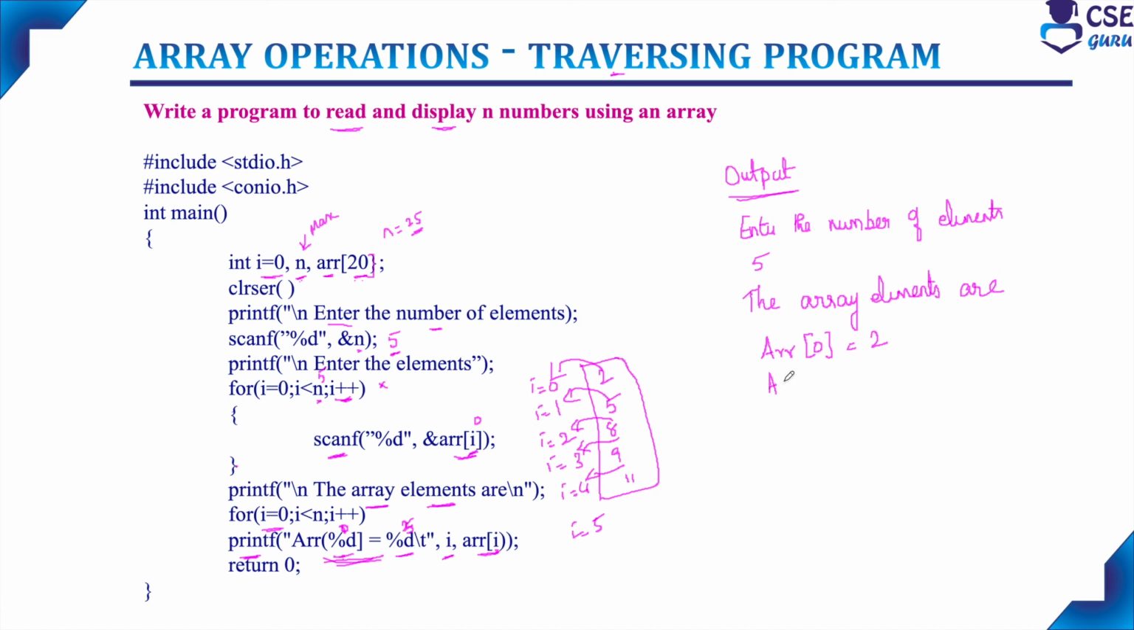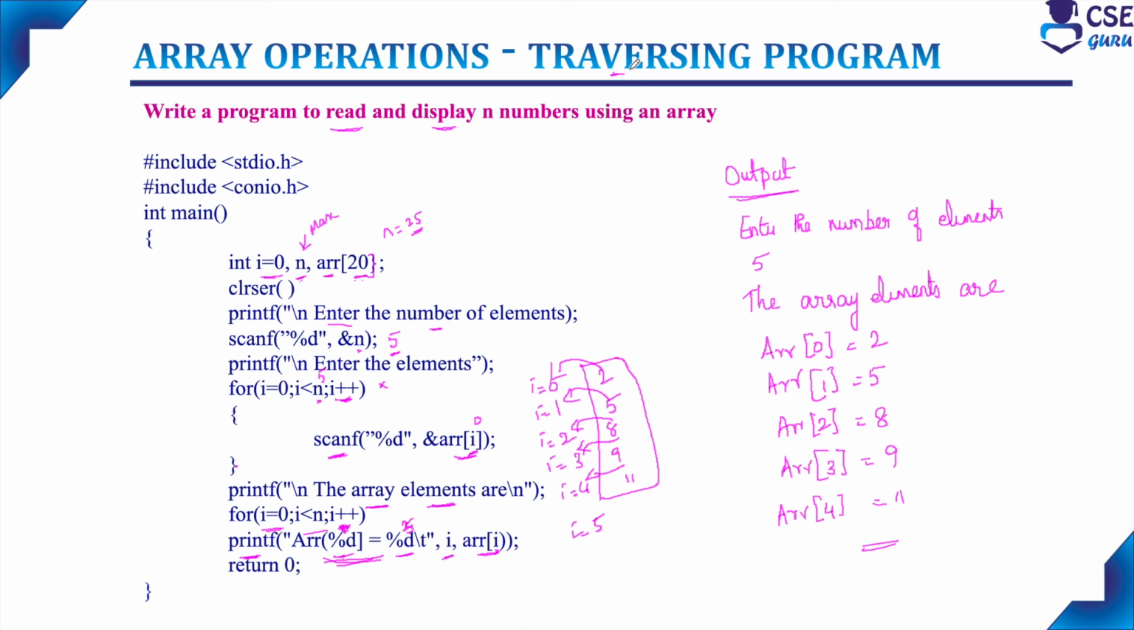And i gets incremented using this for loop. When the i value is 1, it will print 5. When the i value is 2, it will print 8. When the i value is 3, it will print 9. When the i value is 4, it will print 11. This is the output you will get.